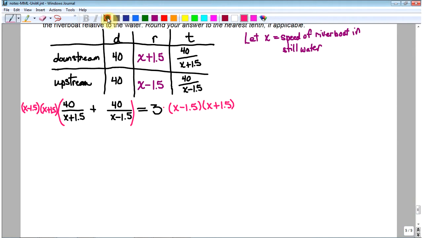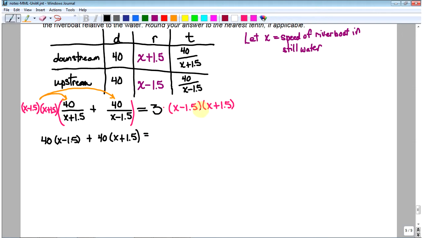And now we need to simplify. Make sure that you're distributing that product to both fractions. When you multiply the first fraction by that product, the x plus 1.5's cancel out and will leave us with 40 times x minus 1.5. In my second fraction, the x minus 1.5's cancel and will leave us with 40 times x plus 1.5.